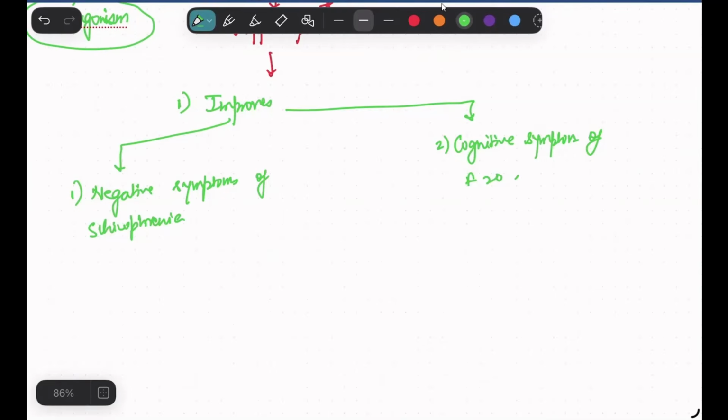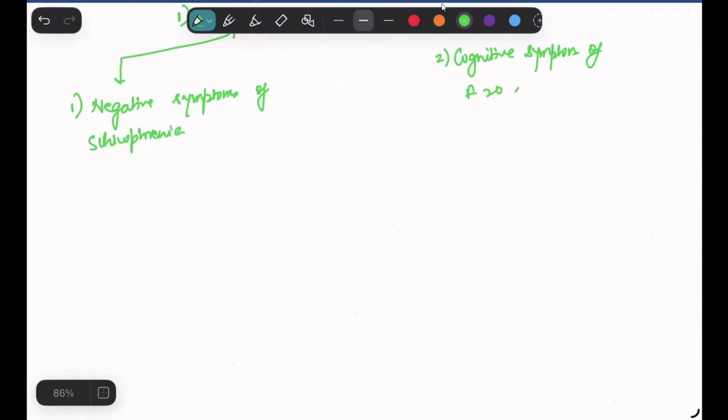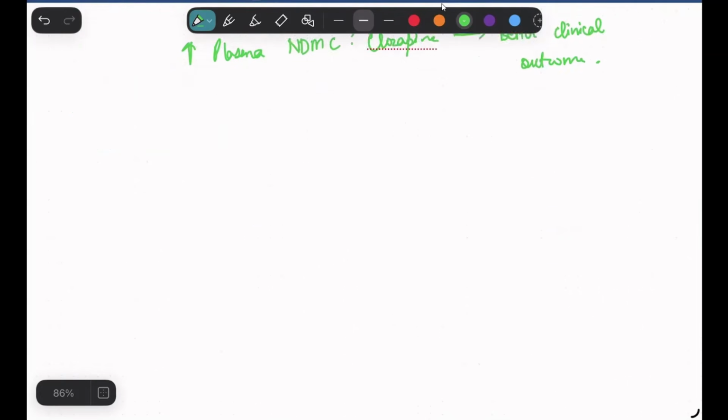and complex schizophrenia cases. And it is seen that wherever there is a higher plasma ratio of NDMC to clozapine, it has shown better clinical outcome. This is clear. So NDMC is not just a byproduct of metabolism, it actually contributes to clozapine's therapeutic superiority. Okay, this much is clear.